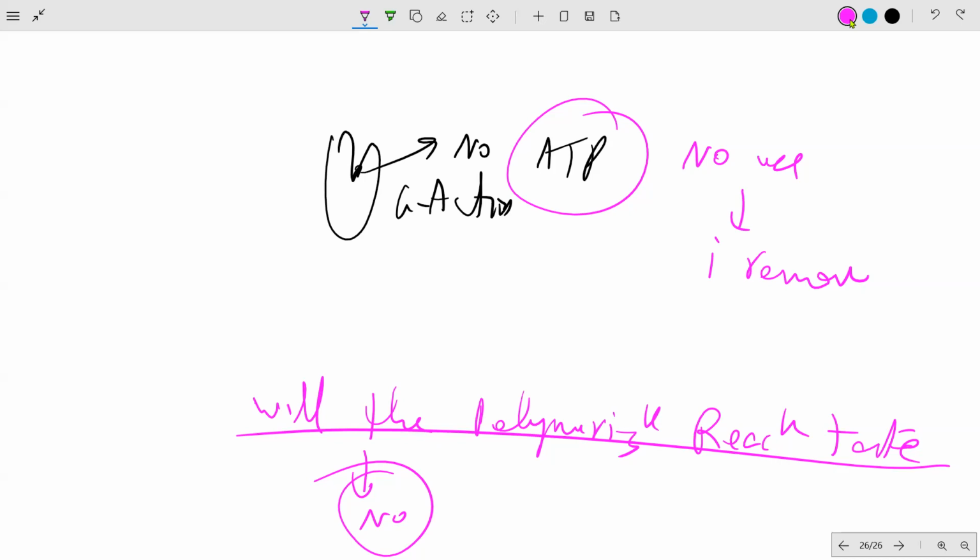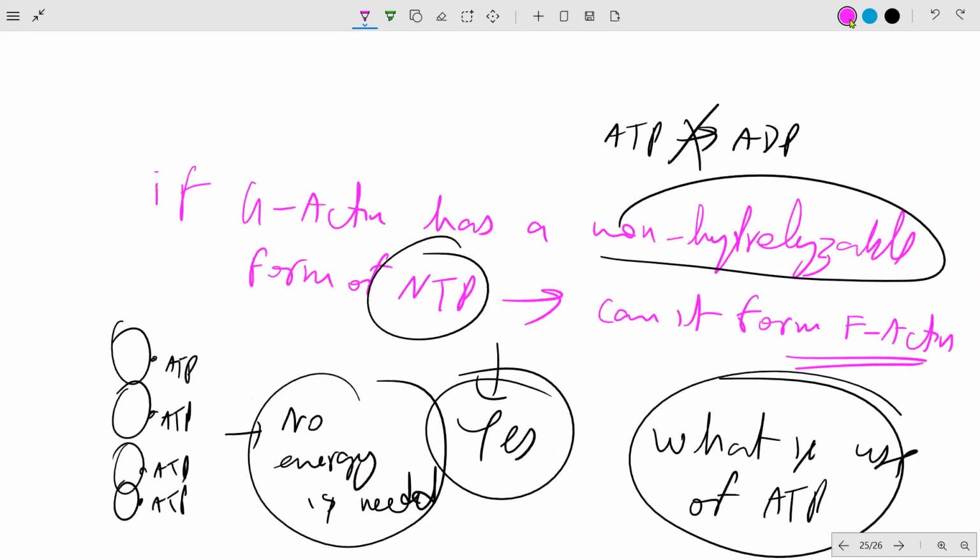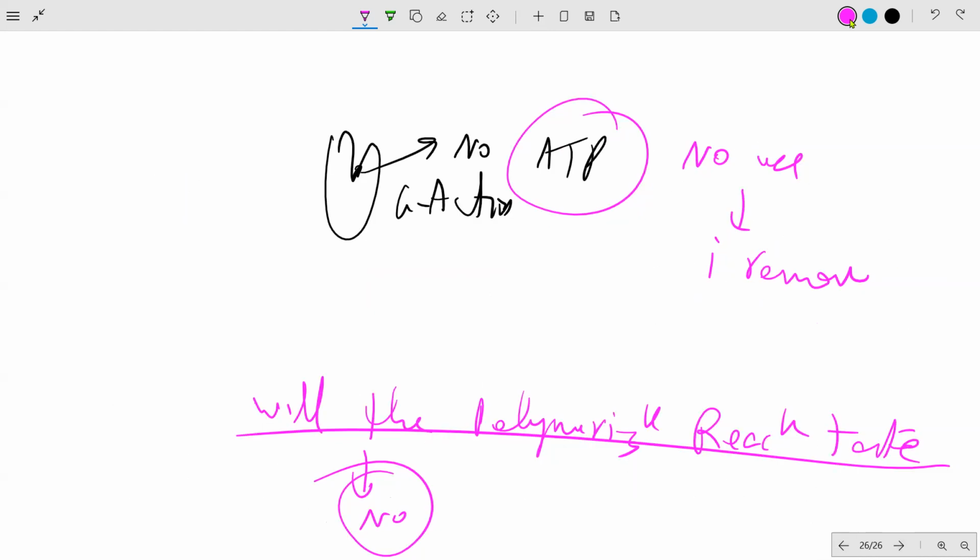ओवर हियर दैट आई एम सेइंग कि ATP does not hydrolyze, energy is not needed, but still polymerization takes place. But if I remove ATP, then no polymerization takes place. The question again arises, what is the use of ATP? क्योंकि अगर नहीं है ये, तो polymerization reaction नहीं हो रहा है, और जब ये होता है तो polymerization takes place, but energy is not given. It does not liberate energy.